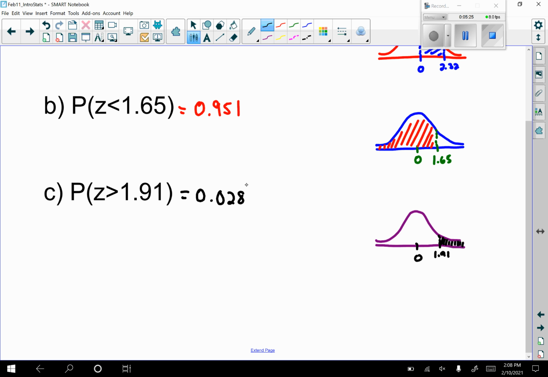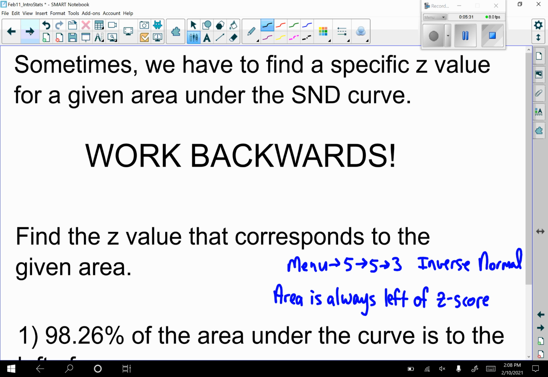All right, so just more practice with using the feature on our calculator. But now we're going to switch things around. Sometimes we have to find a specific z value for a given area under the curve. So here we're going to work backwards. So now what we're going to use is menu 553 on our calculator. It should be labeled as the inverse normal.